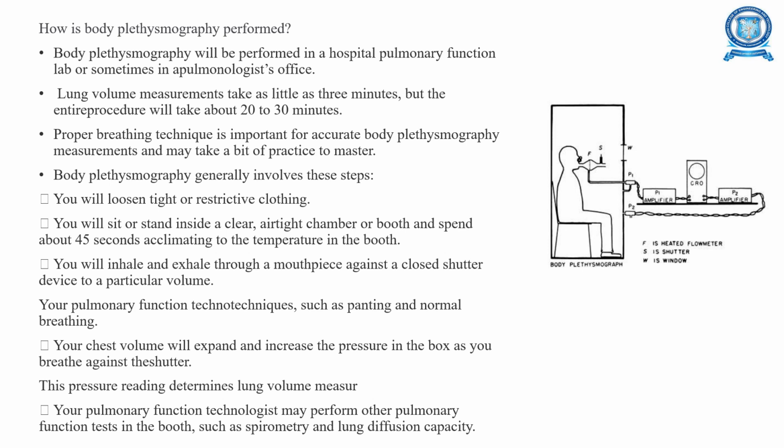How is this method performed? It is done in a hospital pulmonary function lab. Lung volume measurements take as little as 3 minutes, but the entire procedure will take about 20 to 30 minutes. Body plethysmography generally involves some steps. You will loosen tight or restrictive clothing. You will sit or stand inside a clear, airtight chamber, and the temperature in the booth may change. You can see it in the diagram. You will inhale and exhale through the mouthpiece against a closed shutter device. Your chest volume will expand and increase the pressure in the box as you breathe against the shutter.